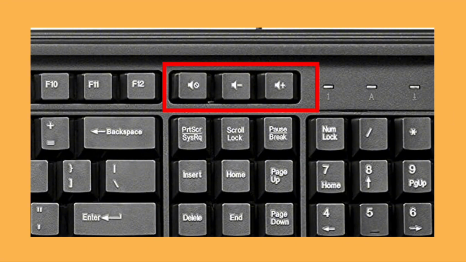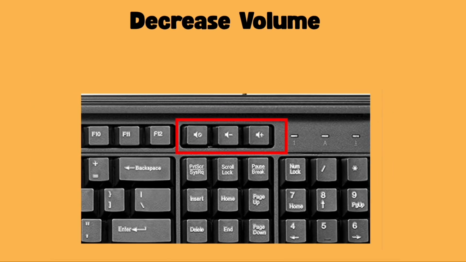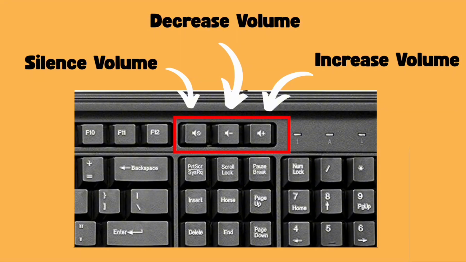Remember, only the 2 keys on the right need to be pressed multiple times to change the volume. The leftmost key only needs to be pressed once in order to turn on or off the volume. As you can see, each one is named, and remember, the one on the left silences volume, the one in the middle decreases volume, and the one on the right increases volume.